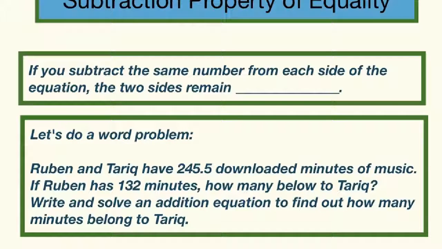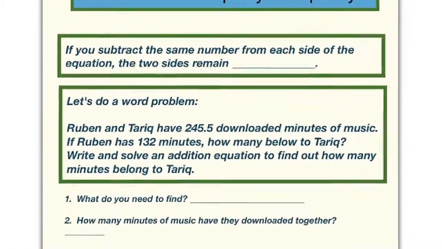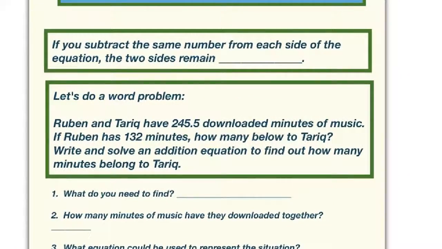Okay, let's talk about a couple of properties. The subtraction property of equality: if you subtract the same number from each side of the equation, the two sides will remain equal. You should write equal in your notes. Let's now take our skills and try to do a word problem.